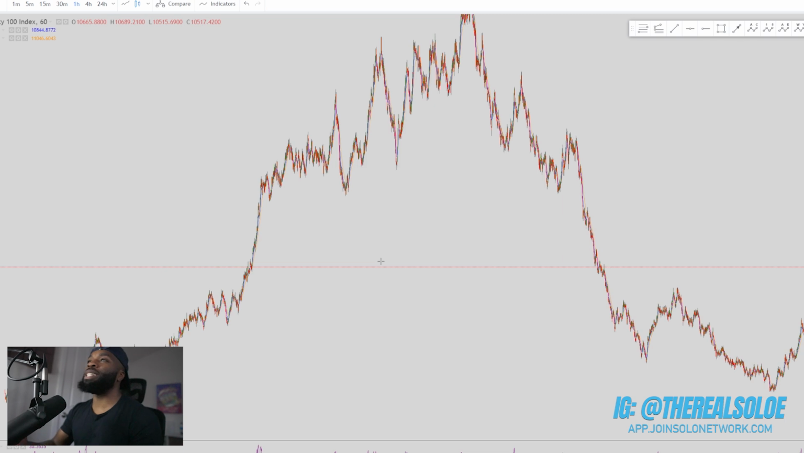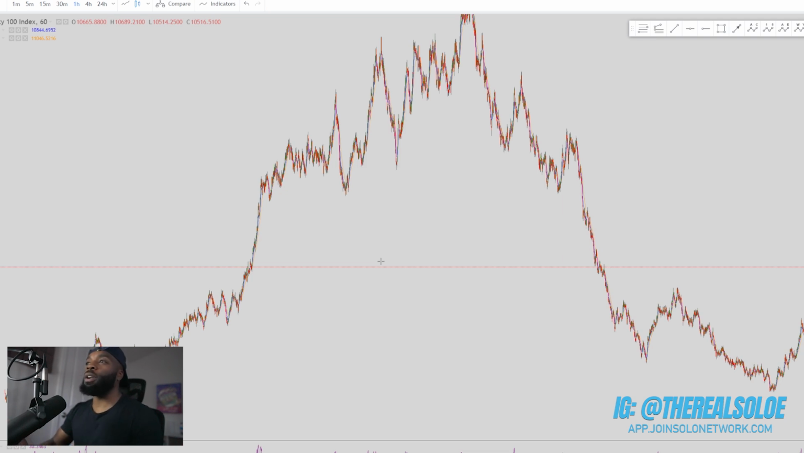Basically, these are what they call synthetic indices. It's just a mimic of the actual live market, like your Forex pairs, your US 30, NASDAQ 100, S&P 500 indices. It's kind of like a mock of that. So that's really what it comes down to.